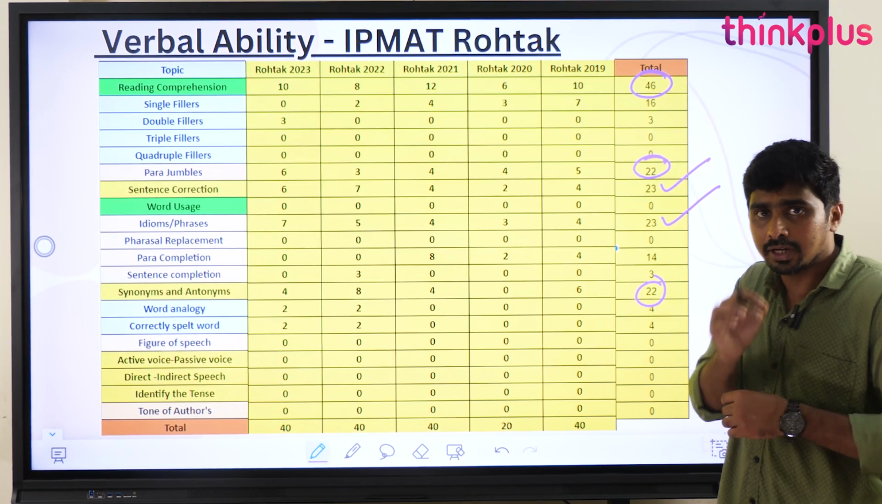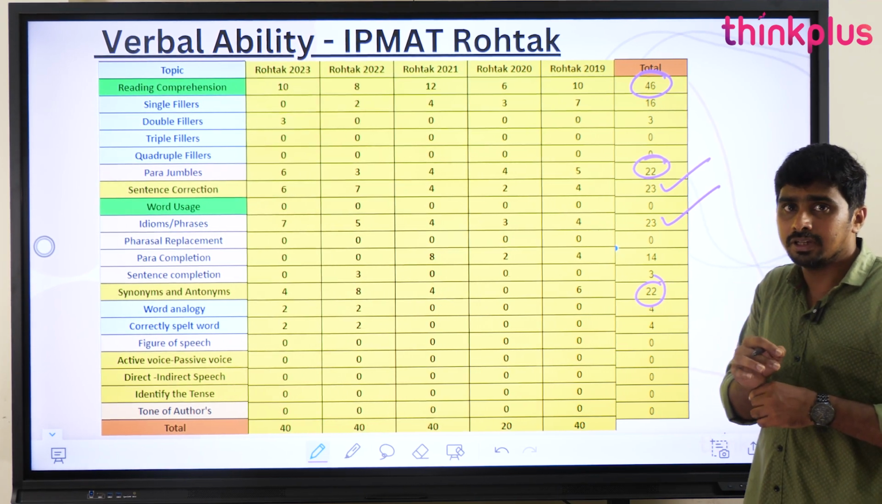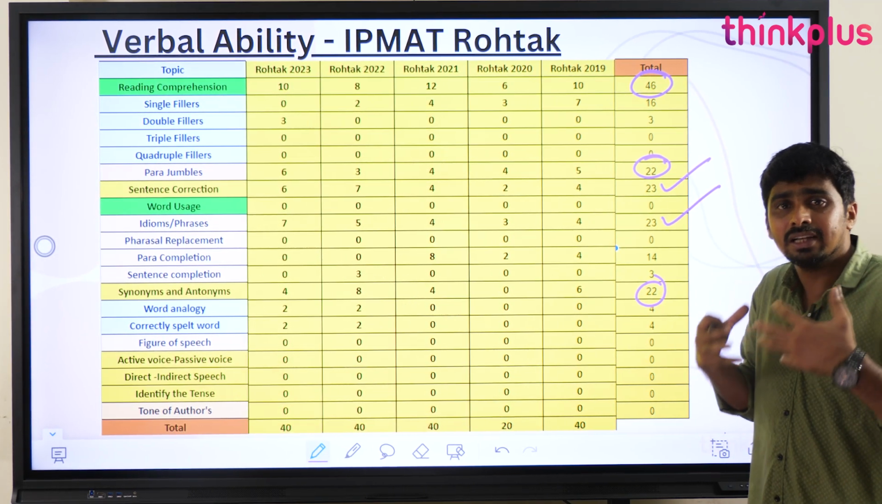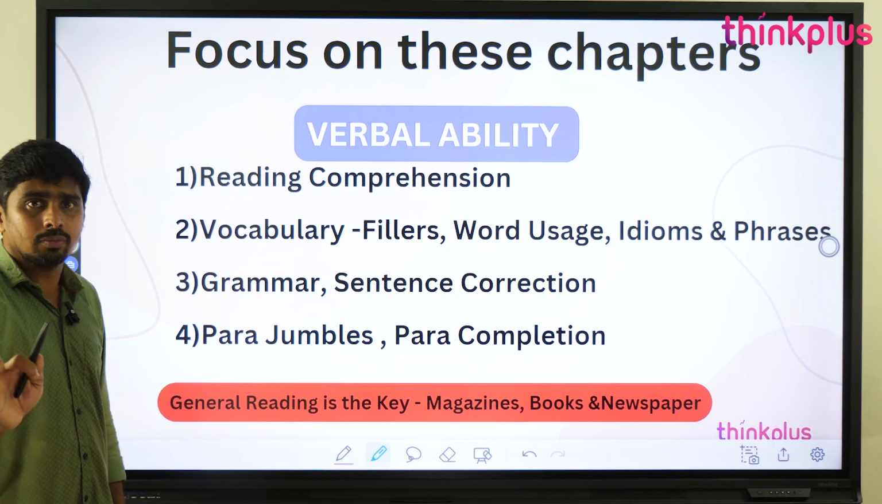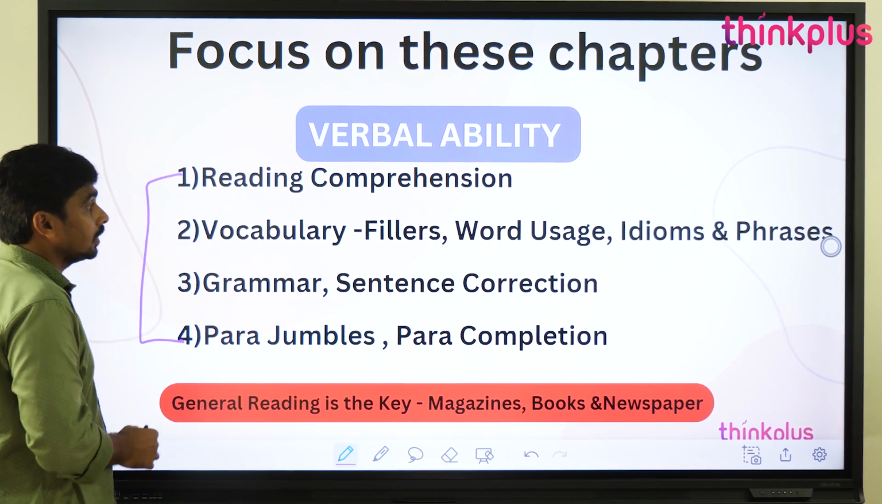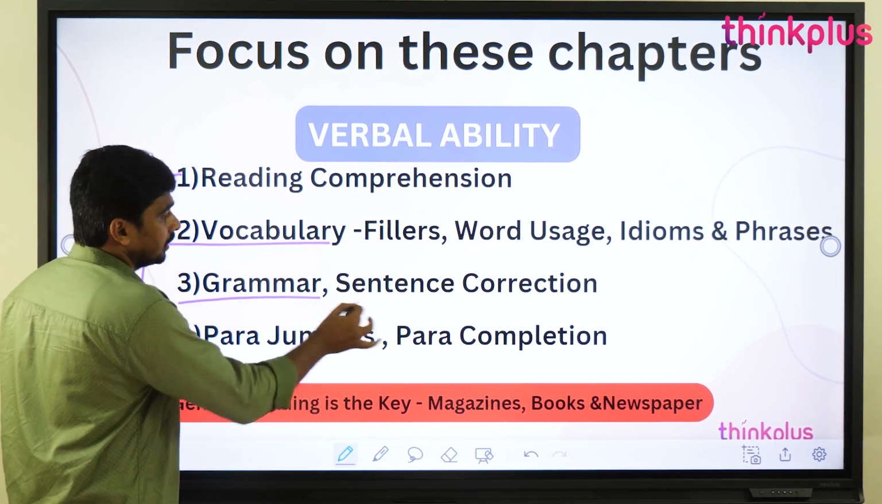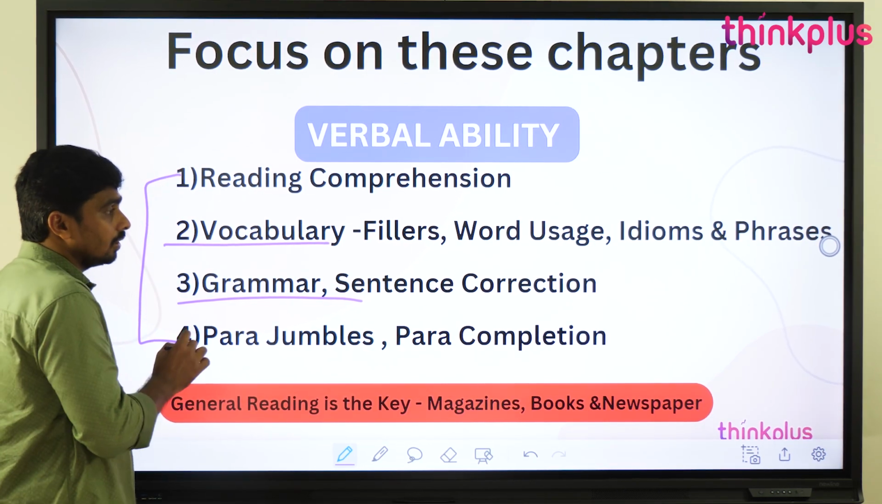Every day, at least you should read 1 reading comprehension and 2-3 para-jumbles and 2-3 para-completions. In addition to this, please build reading as a habit, so that could also be very helpful. If you look here, what I told earlier, the same thing is here. Reading comprehension, para-jumbles, para-completion is 1 block. Vocabulary and grammar is the 3rd block. So every day, focus on these blocks clearly.